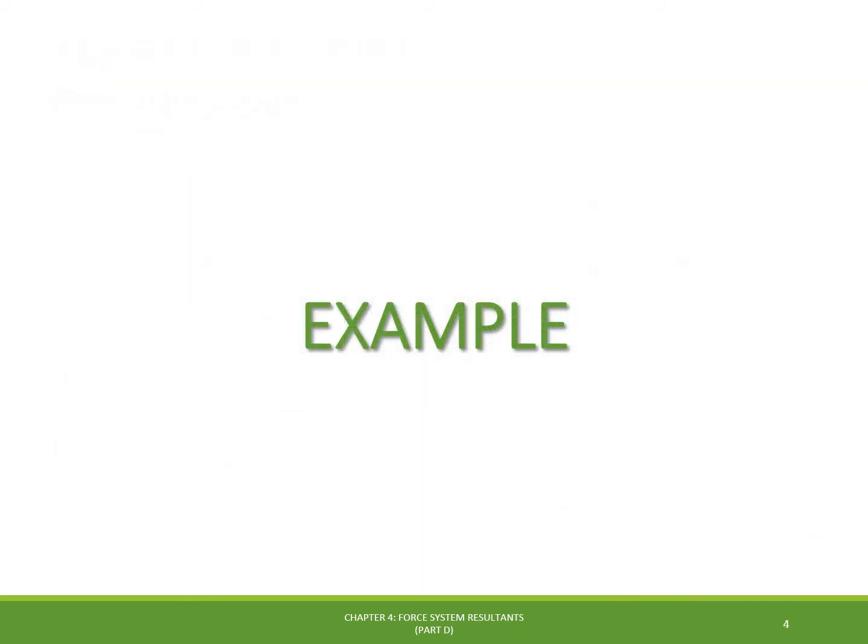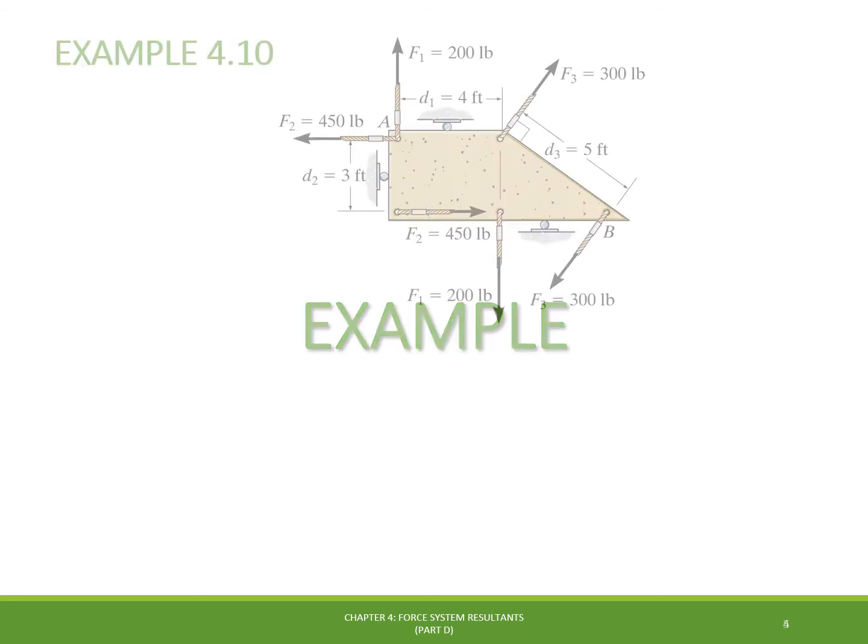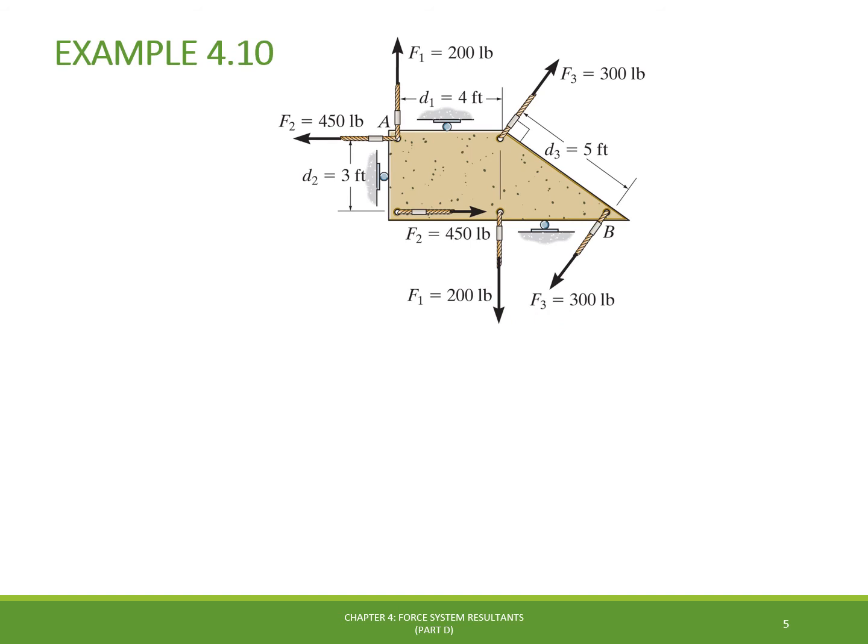Now, let's illustrate these concepts numerically through one example. In example 4.10, we have to determine the resultant couple moment generated by three couple forces acting on the plate in the figure shown here. The three couple forces are defined as F1, F2, and F3, all of them with known magnitudes.